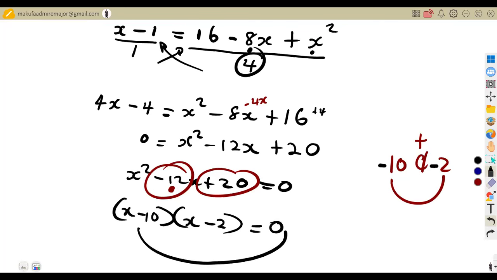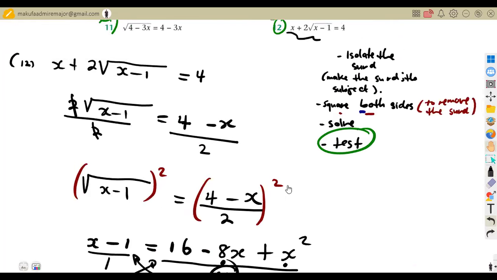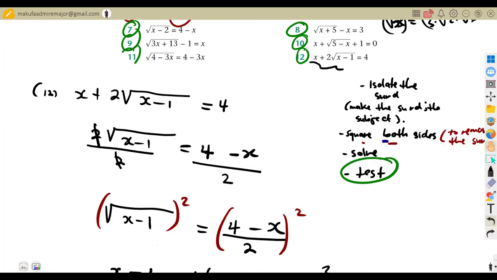One of these must be equal to 0. So x will be equal to what? A positive 10 if you transpose it to the other side, or x is going to be equivalent to a positive 2. It was a negative 2, transposed to the other side. Then we can test our solutions. Now, x being 10 or 2, does it satisfy our equation? If we substitute one of these solutions here, are we going to obtain a 4 on the right-hand side?